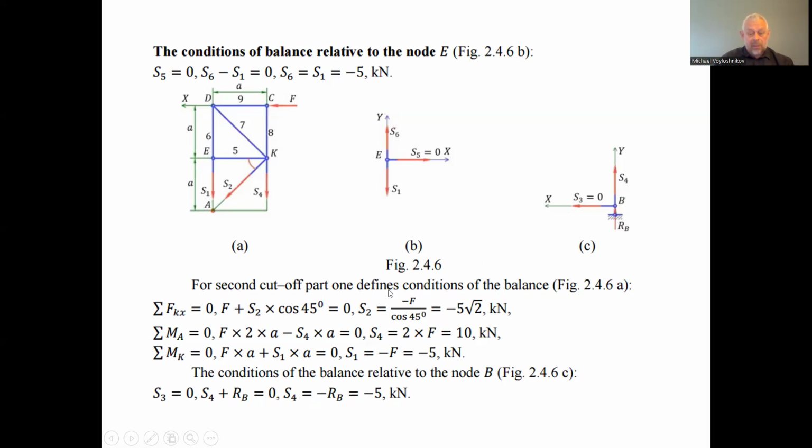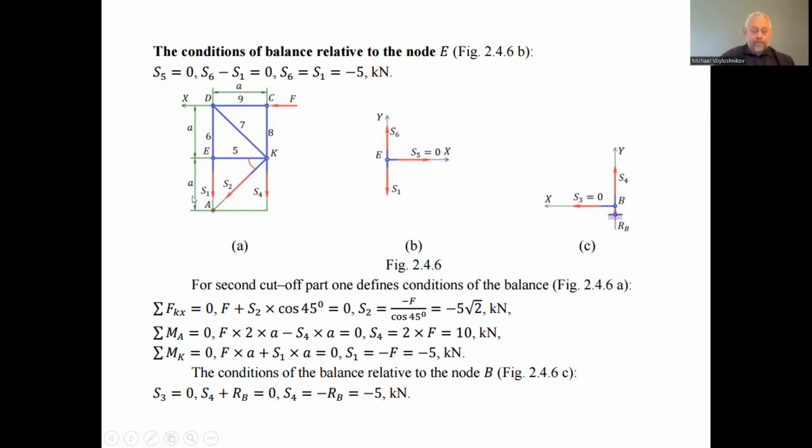second cutoff part for the balance equations of projection of forces on the x-axis, and we find that on this cutoff part only in the horizontal direction the external load force acts, and the projection of force F2 as well, because the other forces in the section are directed perpendicular to the axis X. So the force in the bar 2, S2, due to the balance equation, equals minus the magnitude of the external load F divided by cosine 45 degrees. So minus 5 times square root of 2.